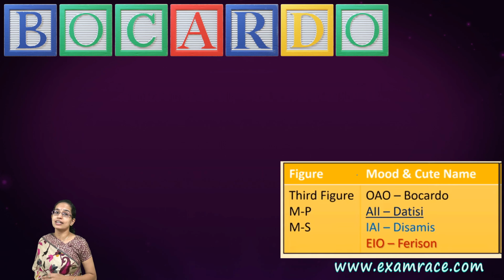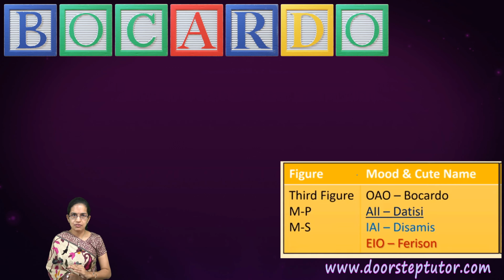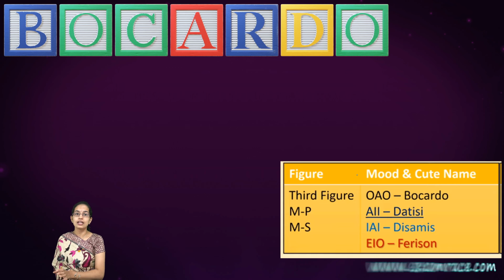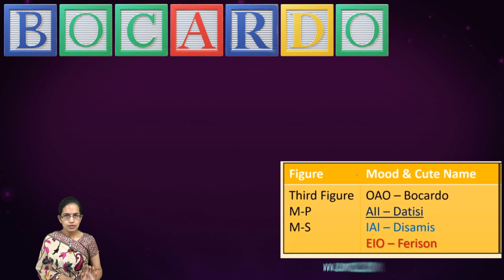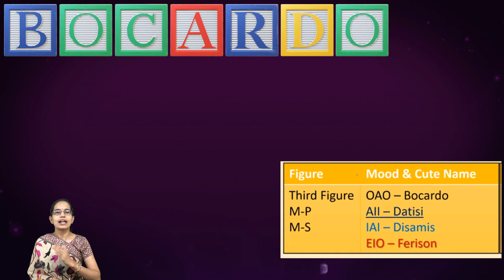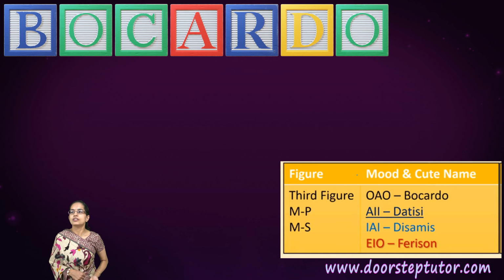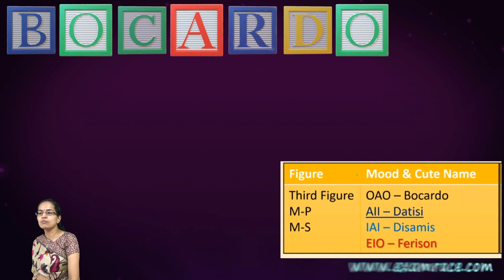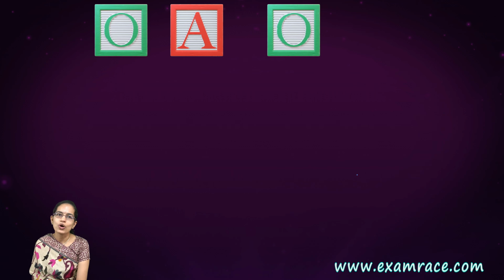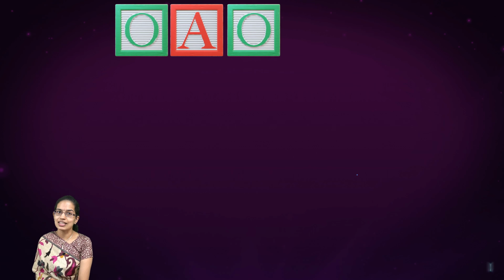So the third figure, which was a mirror of the second figure, has the middle term towards the starting, and then you would have the predicate and the subject, and always the conclusion would be S to P. Now here you have Bocardo. I remove all the consonants. You have OAO, figure 3 that is seen.